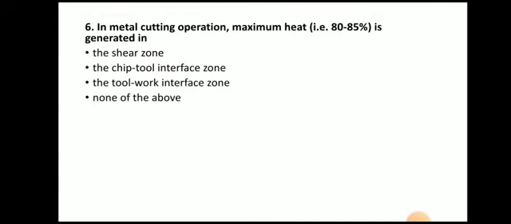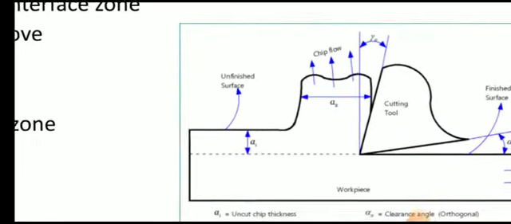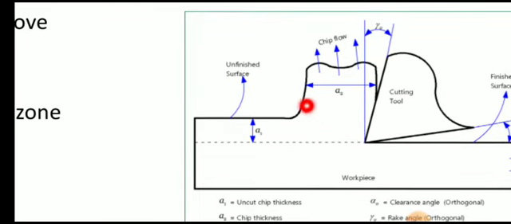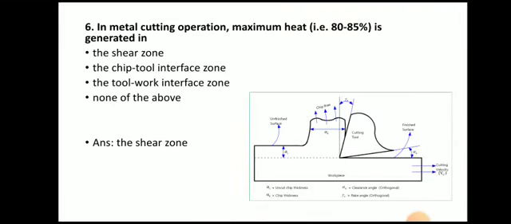Next question, in metal cutting operation, maximum heat, that is 80 to 85% is generated in. The answer is shear zone. So here you can see the shear zone. This portion is known as shear plane and this is the shear zone. Now the chips are shearing, that is why this portion is known as shear zone. So the maximum heat is generated in this portion. So in metal cutting operation, maximum heat, that is 80 to 85% is generated in shear zone.